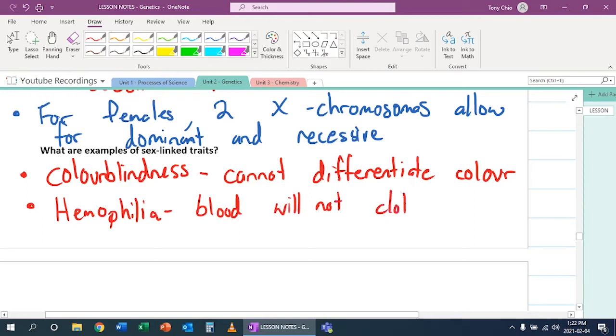And that is a medical emergency now because your blood clots whenever you get a cut, so you don't bleed to death. So hemophilia is another example.